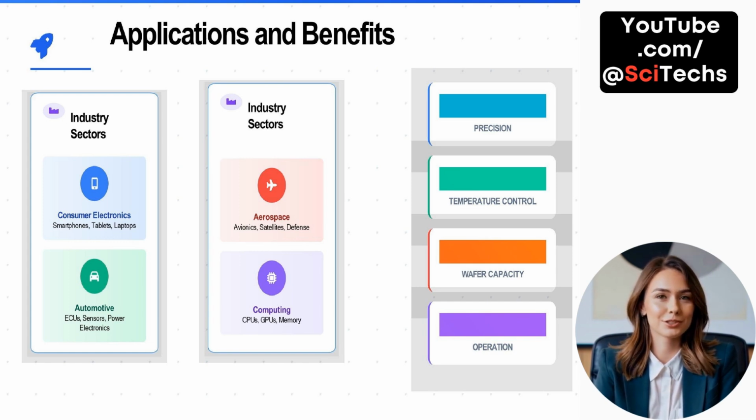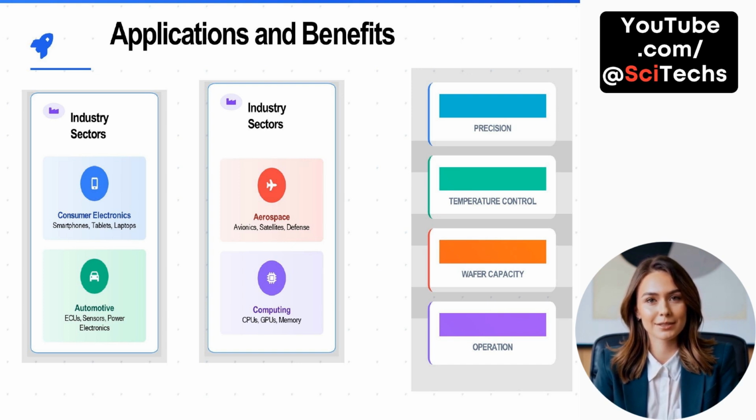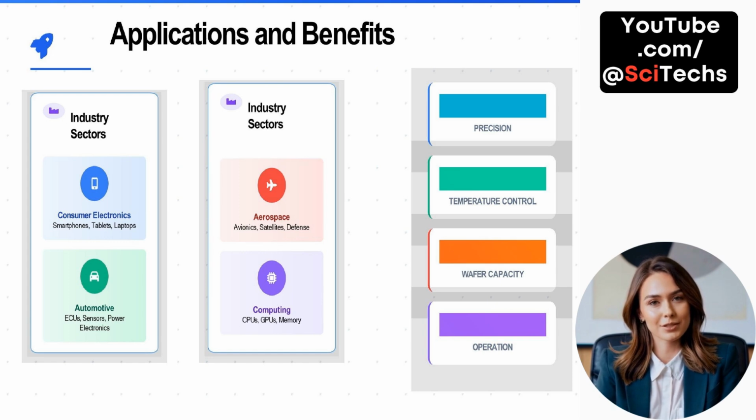Automotive applications include electronic control units, ECUs, sensors, and power electronics. These components are critical for vehicle performance, safety features, and the shift toward electric and autonomous vehicles. In aerospace, semiconductors play a vital role in avionics systems, satellites, and defense applications. These require high reliability and the ability to function in extreme environments.